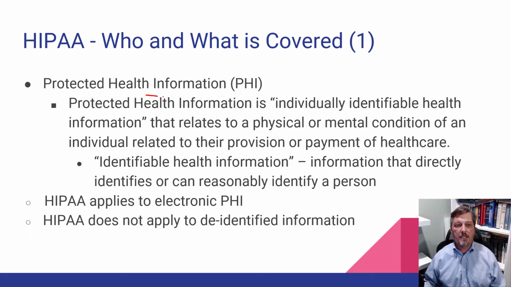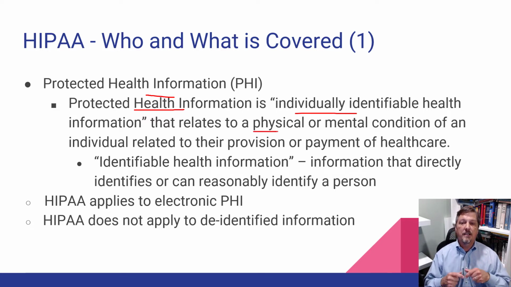So let's start with PHI. Protected health information is, like all PII, individually identifiable, but it is health information, which means it relates to a physical or mental condition related to the provision or payment of health care. Now, identifiable, of course, as with PII, means it directly identifies or reasonably can identify a specific person.